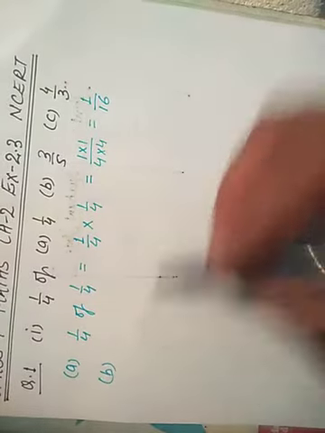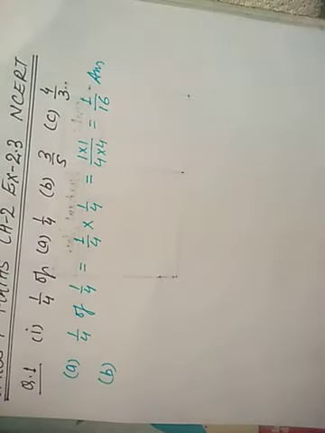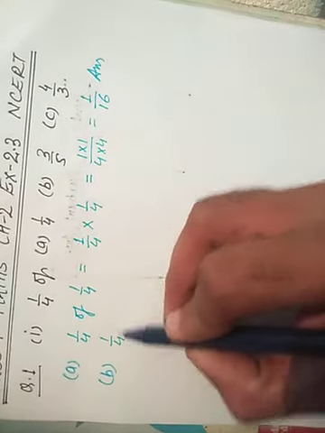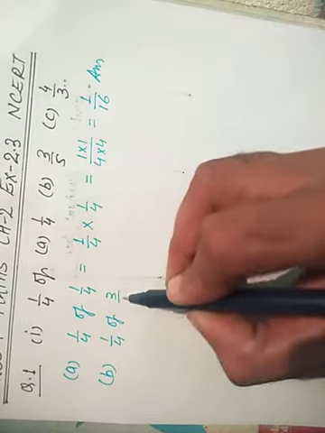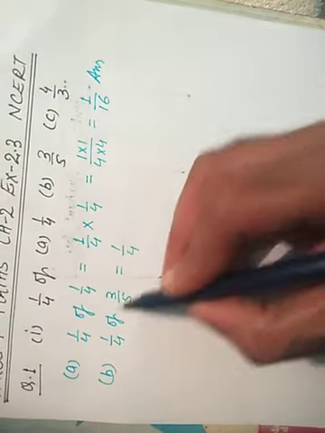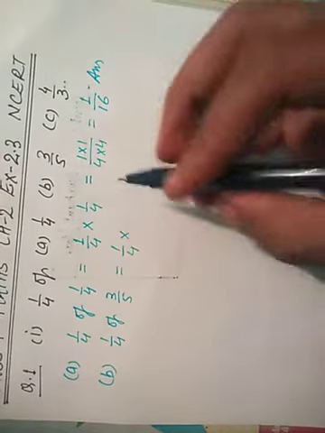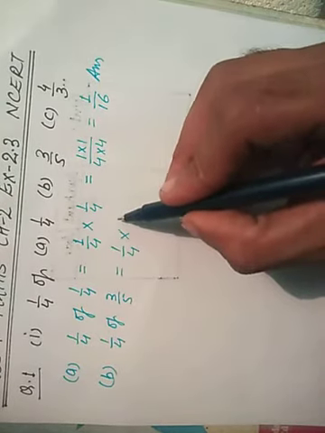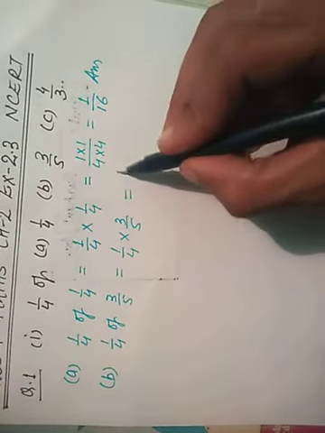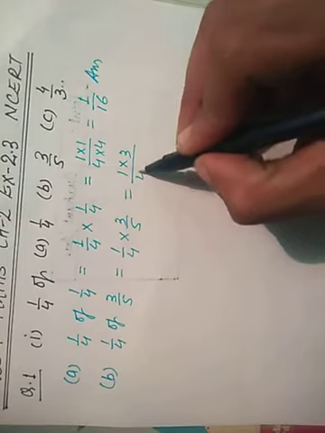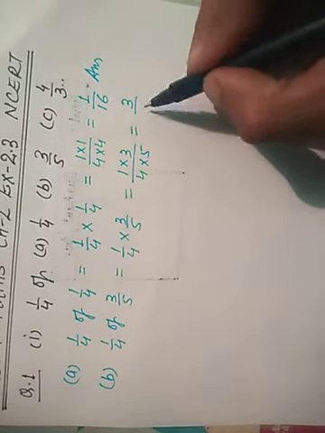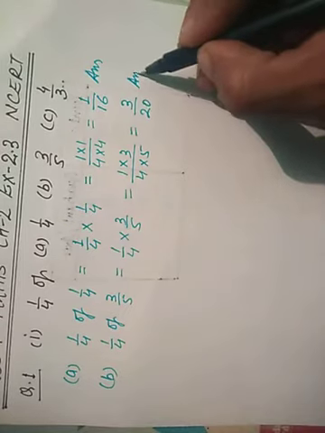Similarly, B part, this is the answer. B part is 1/4 of 3/5. This means 1/4, dear students, of will change to multiply 3/5. हम सिंपली 1 को 3 से मल्टीप्लाई करेंगे और 4 को 5 से मल्टीप्लाई करेंगे. 1 3 जा 3 and 4 5 जा 20. So 3/20 is the answer.